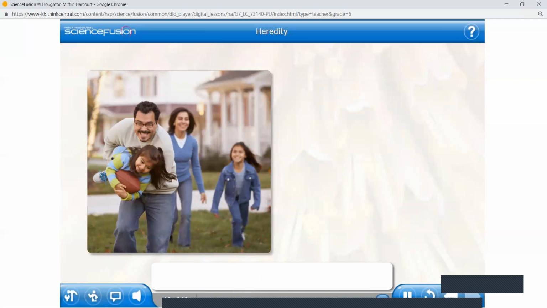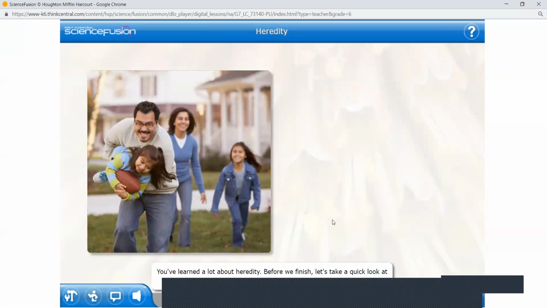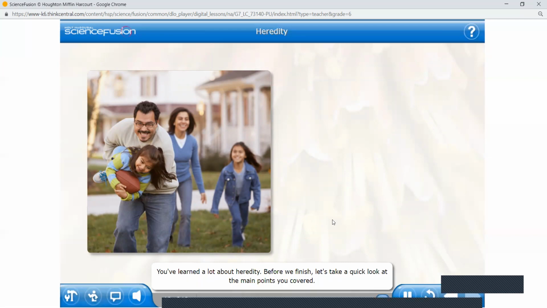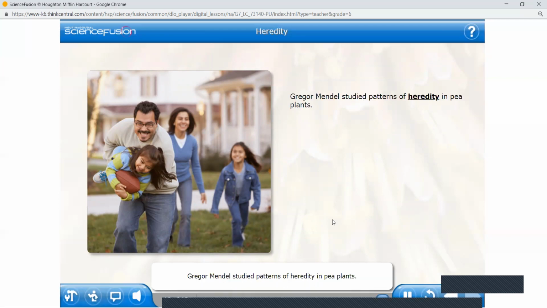You've learned a lot about heredity. Before we finish, let's take a quick look at the main points you covered. Gregor Mendel studied patterns of heredity in pea plants. His work led to our understanding of how traits are passed on from parents to offspring.